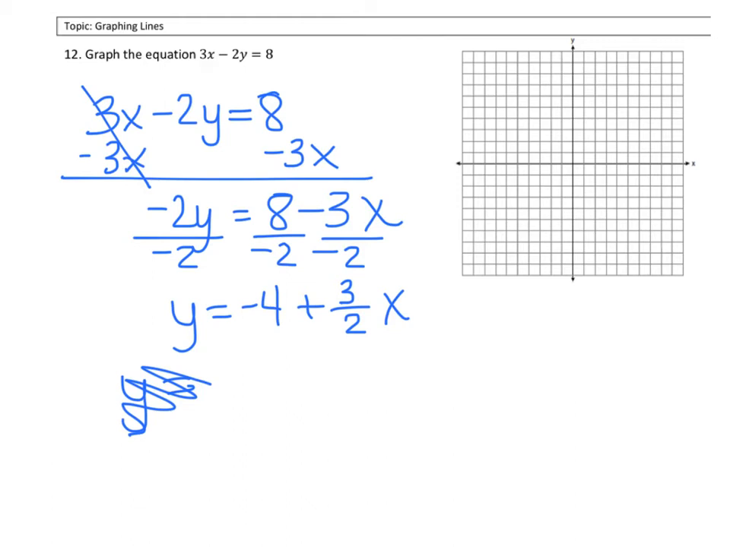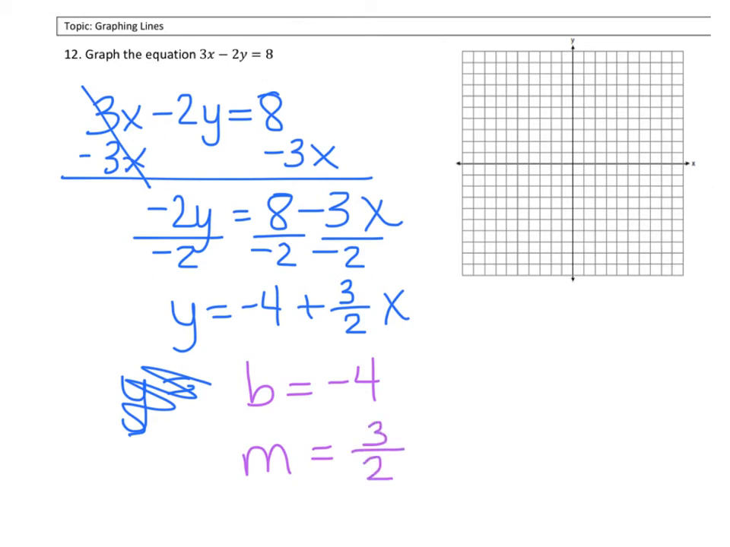All right, so now if I want to graph my line, I need to identify two things. I need to identify my y-intercept, and I need to identify my slope. My y-intercept is the number standing all by itself, which in this case is negative 4, and my slope is my number attached to the x, which in this case is positive 3/2.